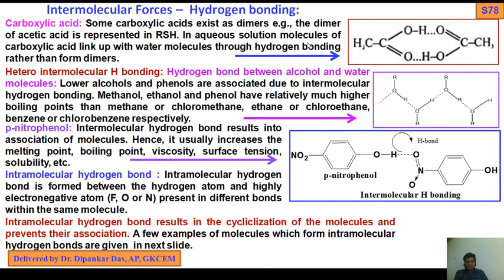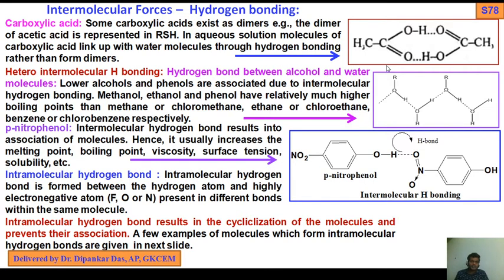In aqueous solution, molecules of carboxylic acids link up with water molecules through hydrogen bonding rather than forming a dimer.